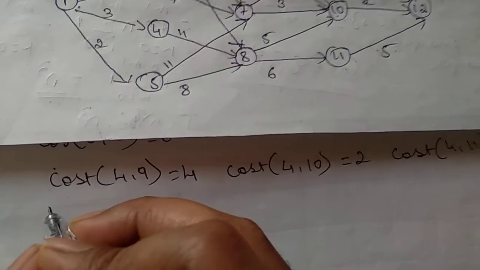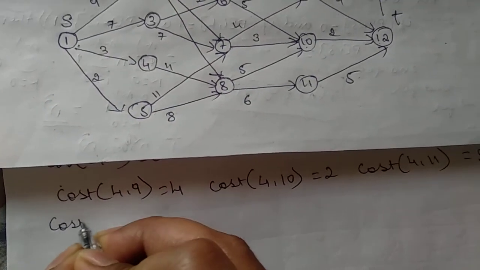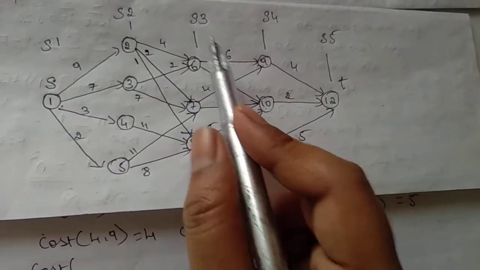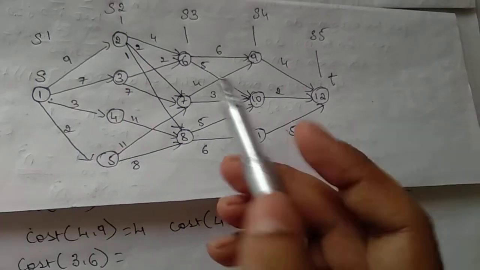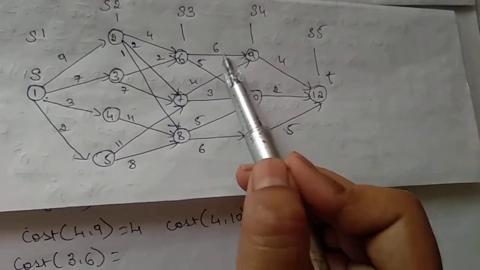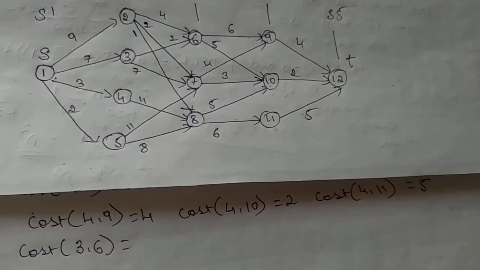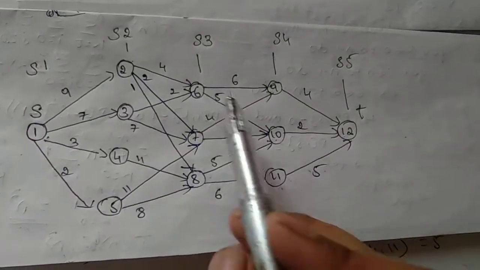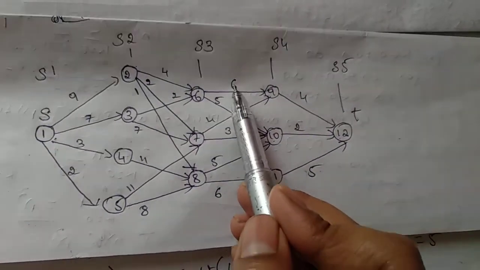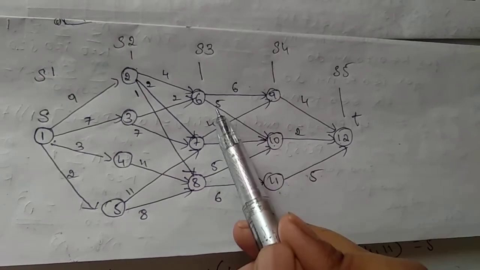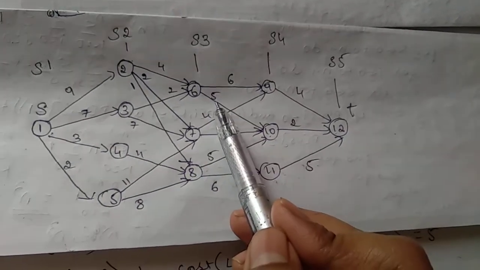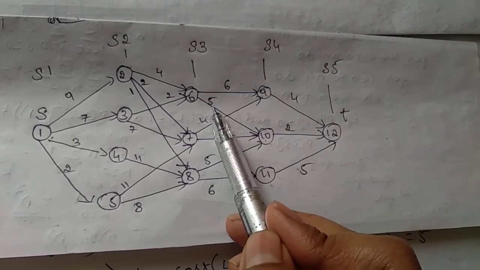So now you have to find out the cost of stage 3, sixth vertex. Here the sixth vertex is having two different edges. You have to find out the minimum between these two. By seeing, you can say it is 5, but it is not like that.